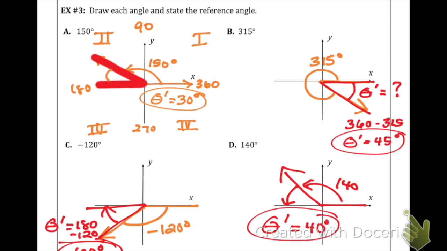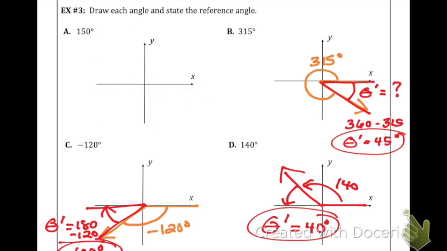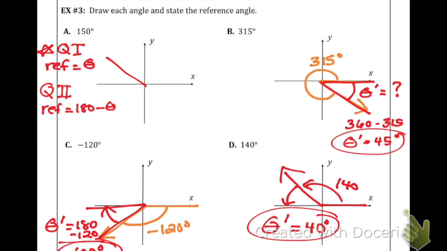Okay. So the moral of the story is, I don't know if you want to mark this in a margin somewhere. If we are in quadrant 1, your reference angle is going to be equal to whatever your angle is, right? Because it is already creating the acute angle between the terminal side and the x-axis. If you are in quadrant 2, so we're over here, then we're going to find our reference angle by doing 180 minus whatever the angle is.